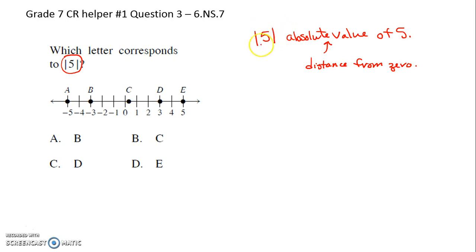So the question is, how far is 5 from 0? The absolute value of 5. How far is 5 from 0? So the absolute value of 5 would be 5. So if I'm looking on a number line and they say which letter corresponds to the absolute value of 5, well, the absolute value of 5 is 5. So that would be right here, letter E.